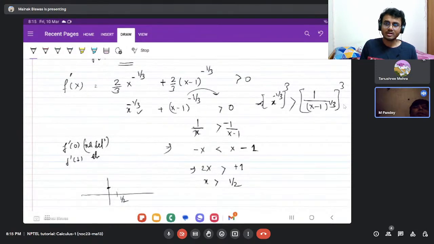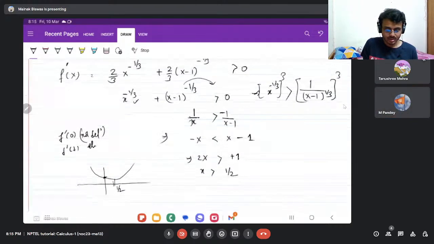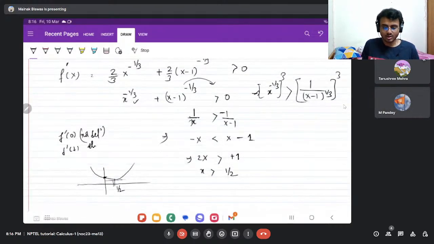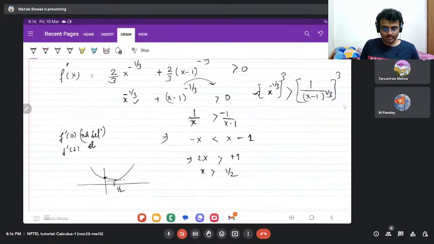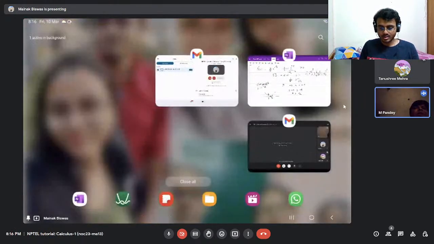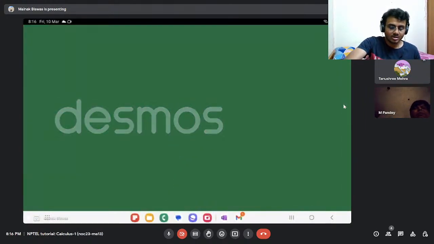I'll see the curve once and see if it is right or wrong. Then we'll have to see second derivatives, otherwise it's not required. It's at 1 also. I only told critical points, you have to see the curve.